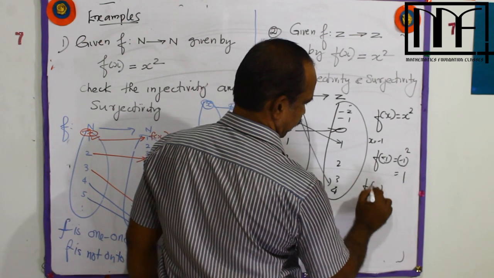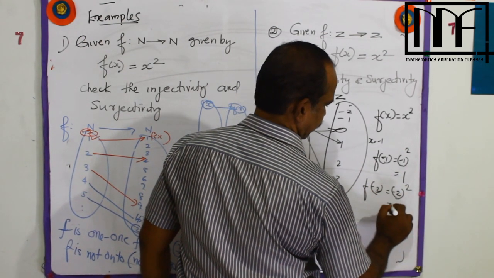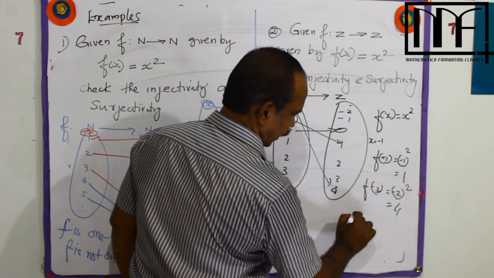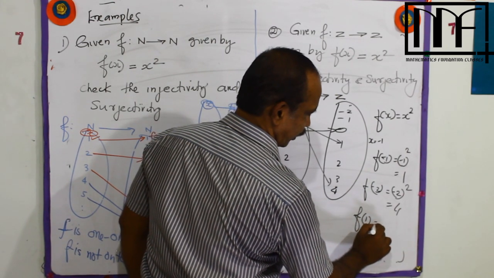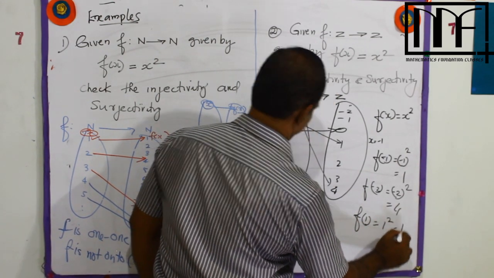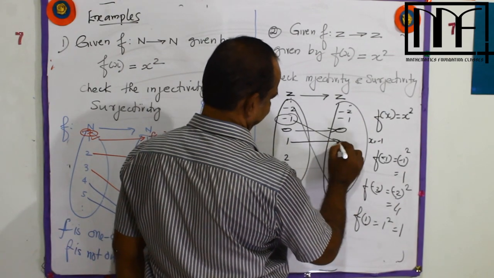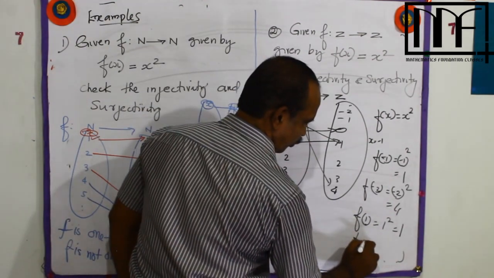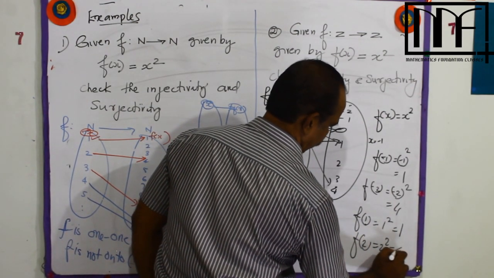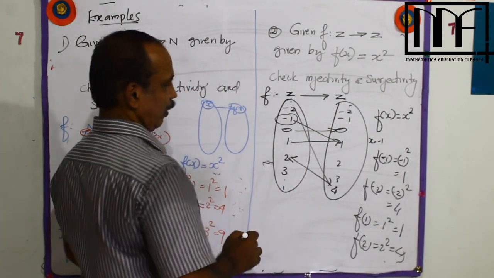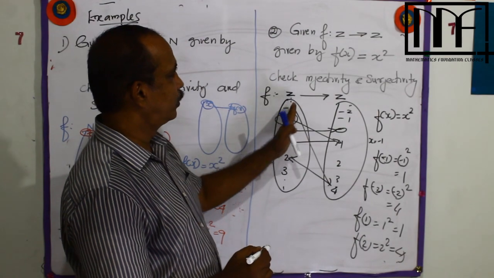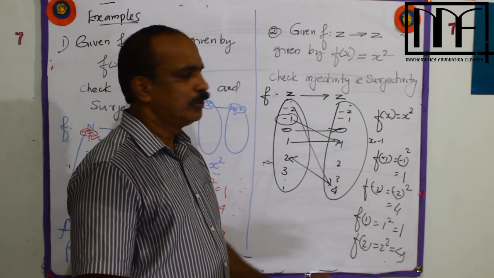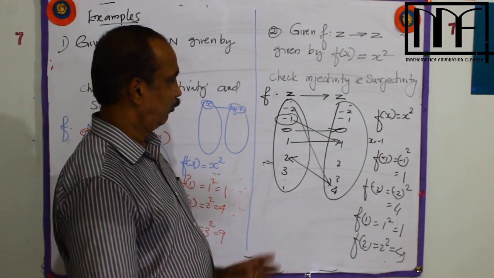F of minus 2 is minus 2 square, equal to 4, because f(x) is x square. Then let us see f of 1. F of 1 is equal to 1 square, which is also 1. And f of 2 is equal to 2 square, which is also equal to 4. Now we know that all the elements in Z have images in the codomain, therefore it is a function.